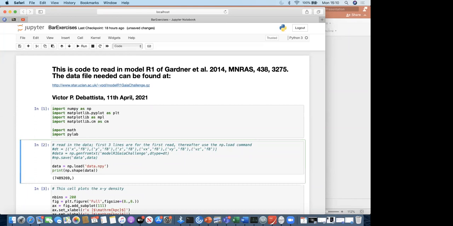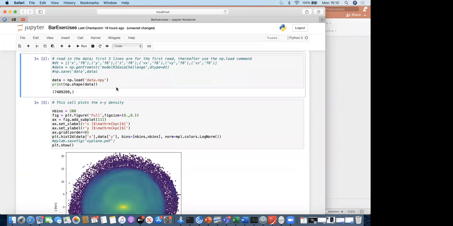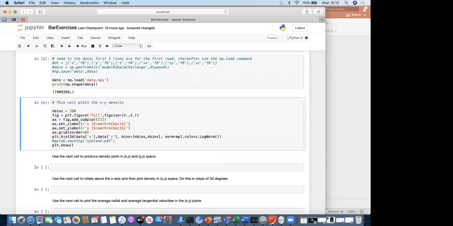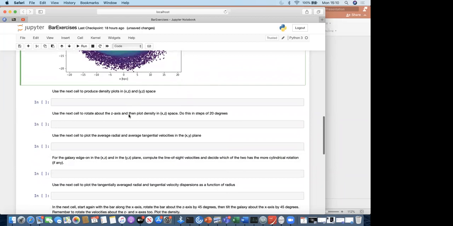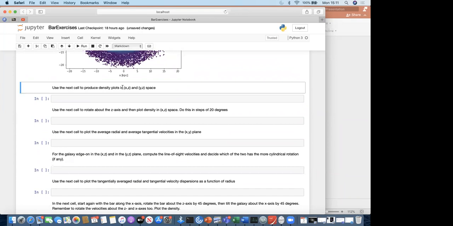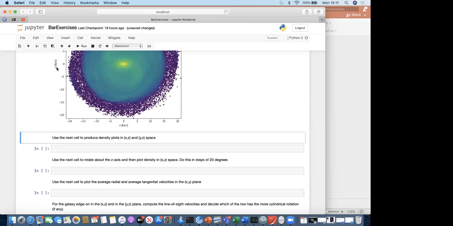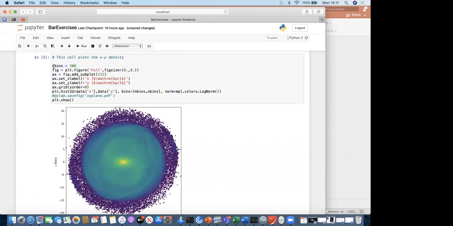Then there are a number of things I'm asking you to do. In the first cell, I ask you, please plot the density of the galaxy. I've already written that code for you. When I run this, that's what happens. If you want to comment this line, you save the image that results somewhere. And then I ask you to do a number of things with the simulation. Use the next cell to produce density plots in the XZ and YZ plane. I've plotted XY here. Reproducing the XZ and YZ is not much different. You can literally take this code. Let's just copy this code.